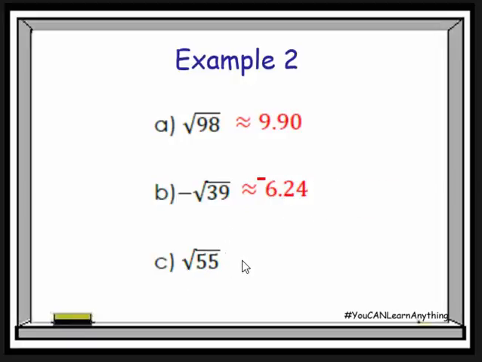And this last one here, square root of 55. The square below it is what? 49, of course. The square above it is 64. 55 is right about in the middle, so this one should be close to halfway between 49 and 64, which means it's going to be 7 point something. And when we run it through the calculator, we get 7.42.